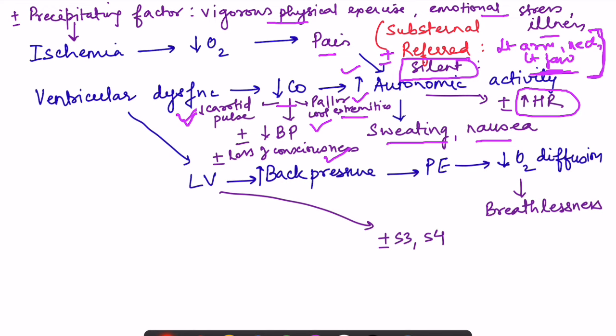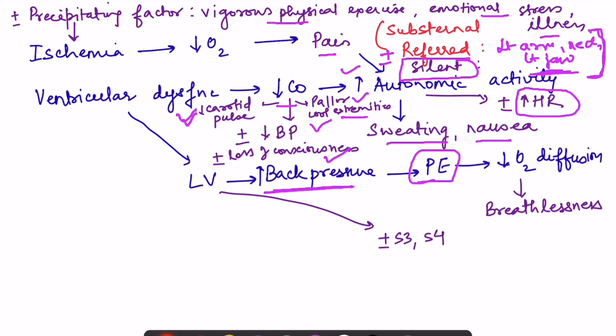Then because of ventricular dysfunction, if left ventricle is involved, there will be development of the back pressure. So left atrial pressure will increase, there will be increase in the pulmonary vessels pressure. So this will lead to pulmonary edema. So this is developing acutely. Okay, so there will be acute development of pulmonary edema.